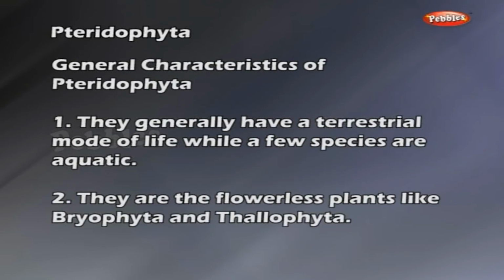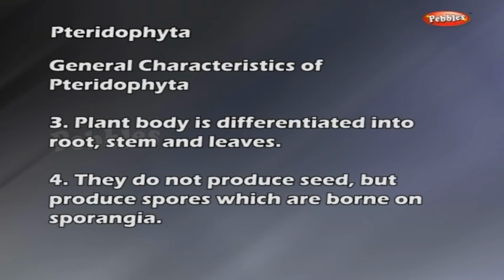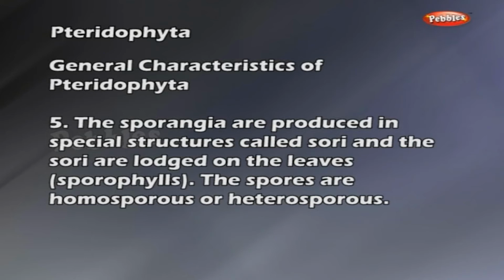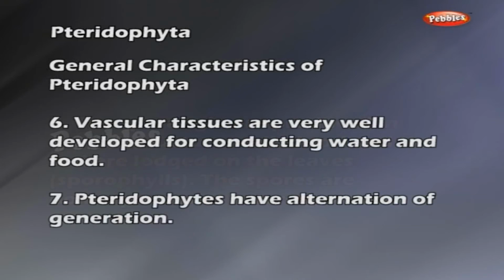General characteristics of Pteridophyta. They generally have a terrestrial mode of life, while a few species are aquatic. They are flowerless plants like Bryophyta and Thallophyta. The plant body is differentiated into root, stem, and leaves. They do not produce seed, but produce spores, which are borne on sporangia. The sporangia are produced in special structures called sori, and the sori are lodged on the leaves, the sporophylls. The spores are homosporous or heterosporous.